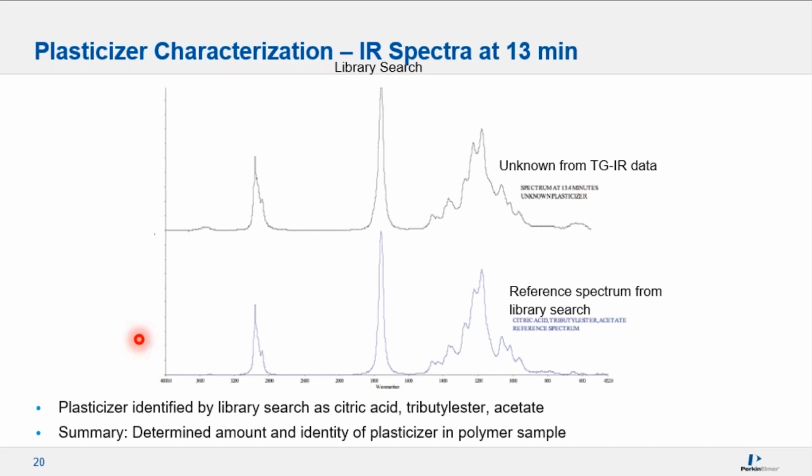So using TGIR, we were able to determine the amounts of plasticizer in the sample, as well as the chemical identity of the plasticizer, and what temperature it's evolving from the sample.